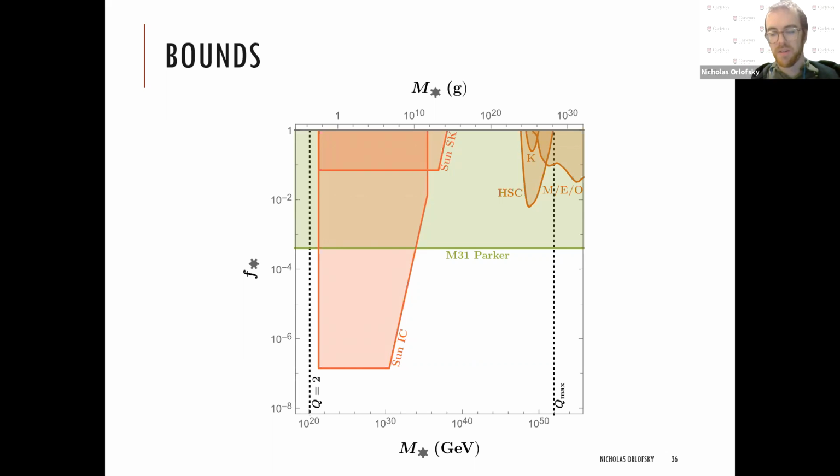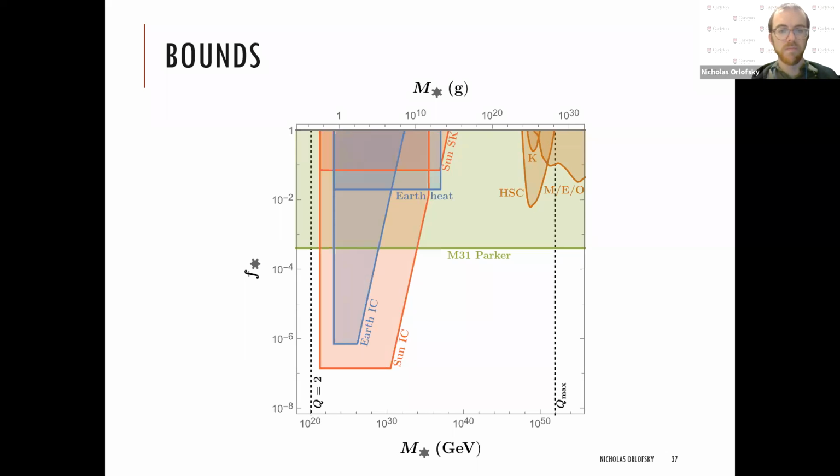You can also think about capturing on Earth and looking for neutrinos coming from Earth, from IceCube. And so that's shown here, a little bit subdominant to the sun. Another interesting thing you can do is ask whether the amount of energy produced by these black hole annihilations exceeds the amount of geothermal heat that we observe coming from the core of the Earth. And you get some other box constraint here. So that wraps up the constraints from the sun and the Earth.